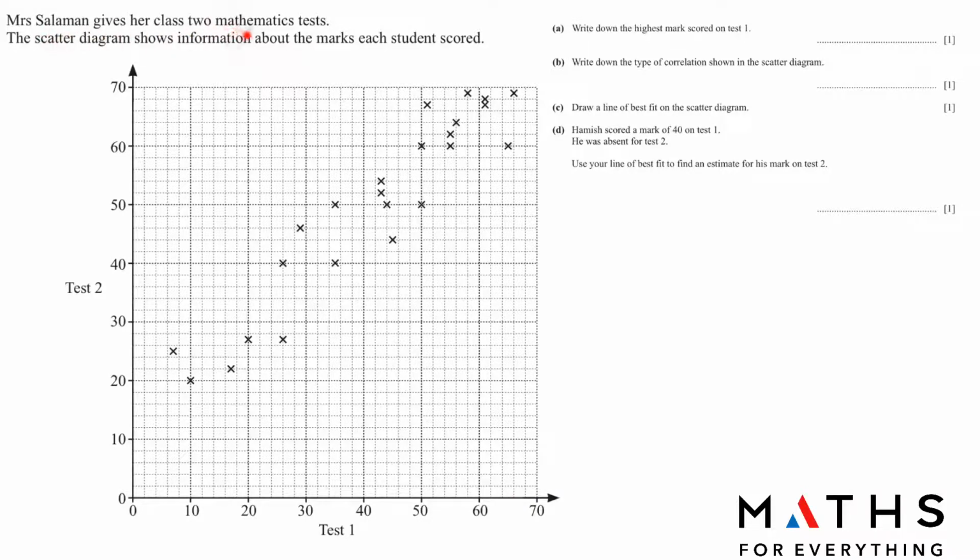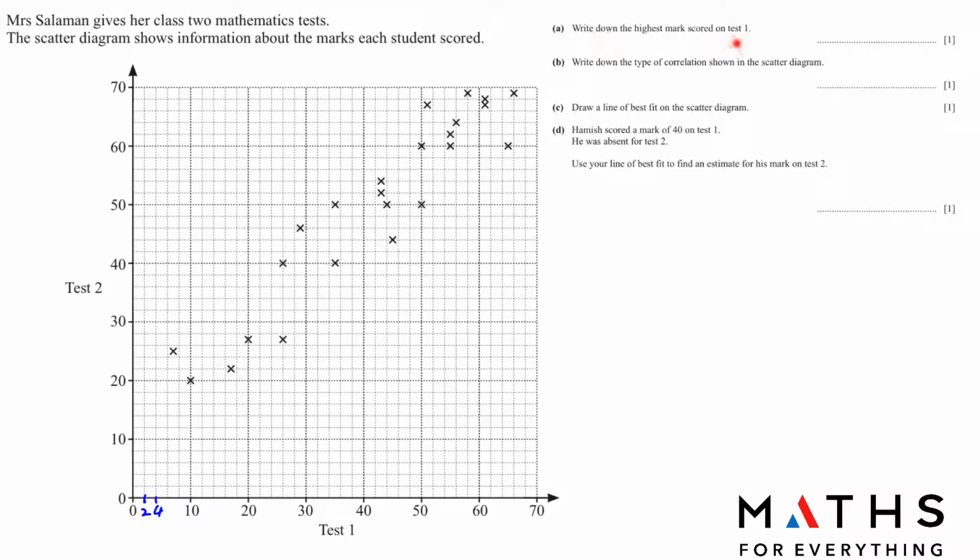Mrs. Salman gives her class 2 mathematics tests. The scatter diagram shows information about the marks each student scored. This is test 1 and this is test 2. Let's first see what each small square represents. There is a gap from 0 to 10, and there are 5 lines. So 10 divided by 5 is 2. So each square is representing 2. So you keep adding 2.